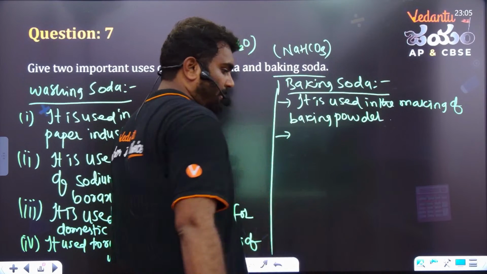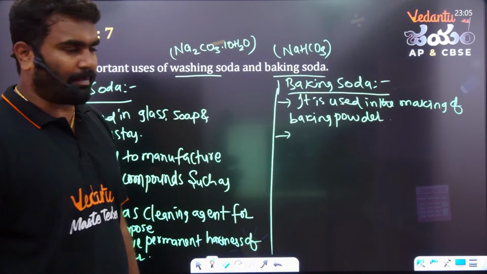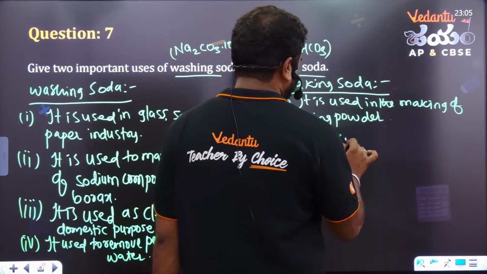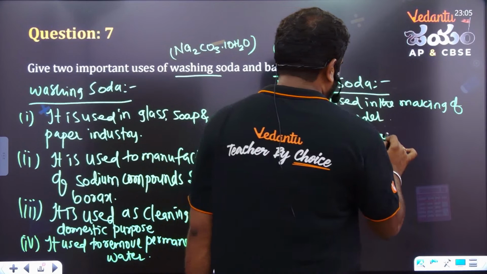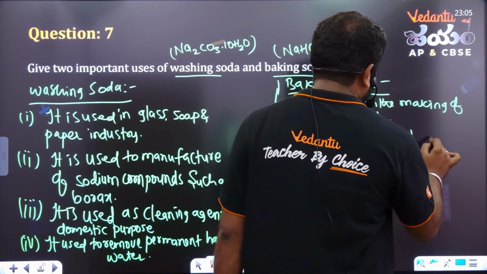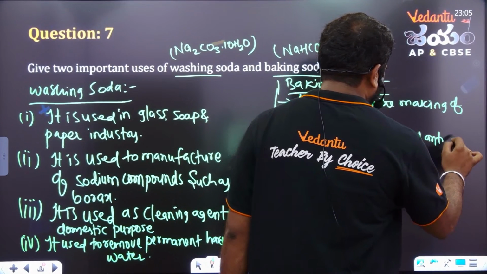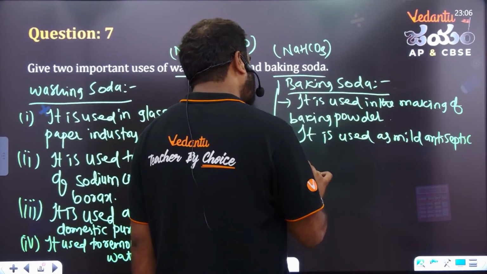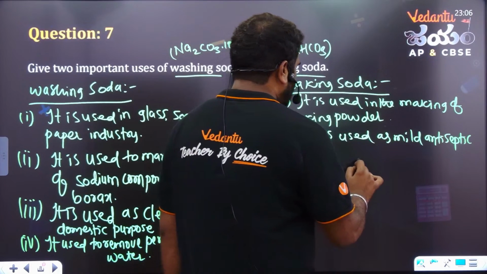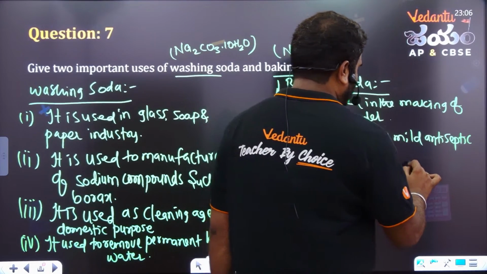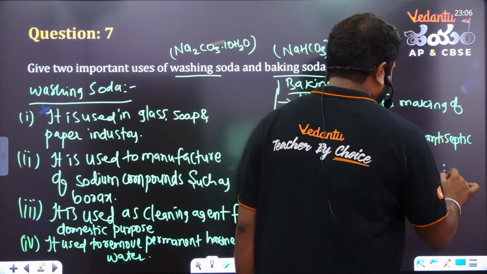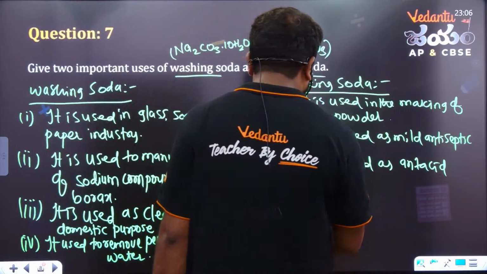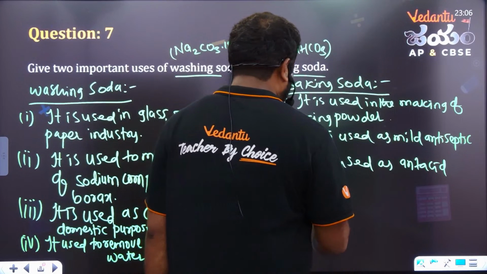Okay, so again, where do we use this? It is used as a mild antiseptic. And it is also used as an antacid. Whenever we get acidity in the stomach, if we drink baking soda mixed in water, it goes away. Okay? Antacid.